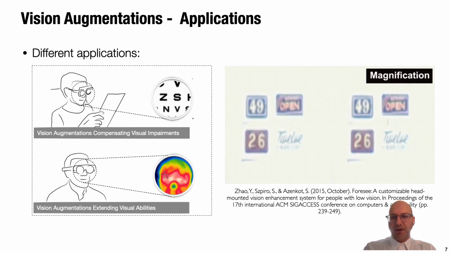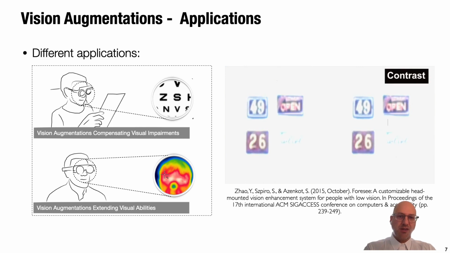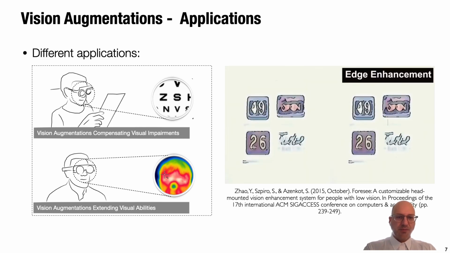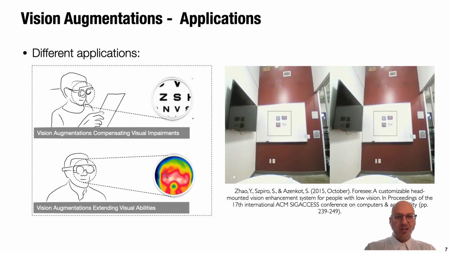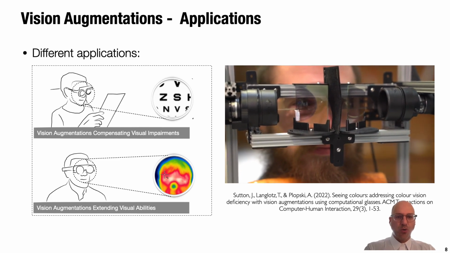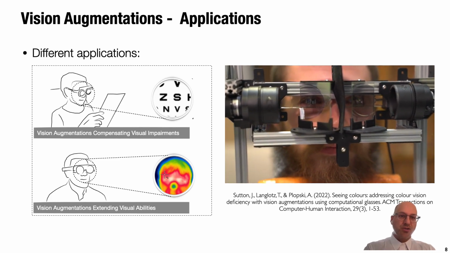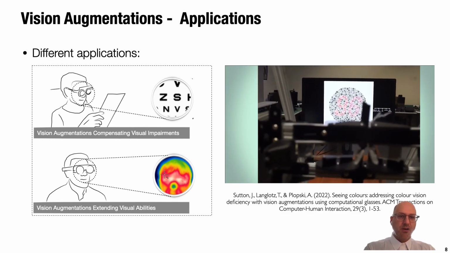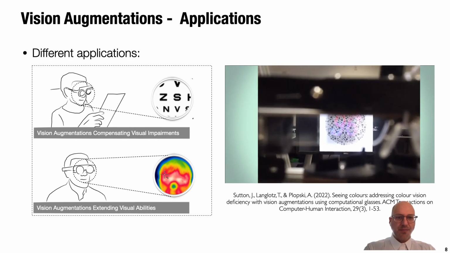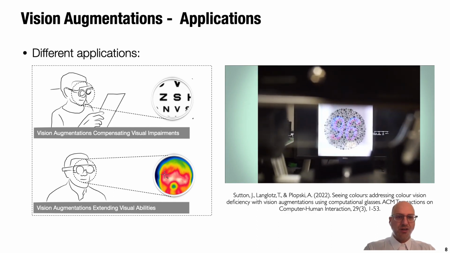One is applications that compensate for visual impairments. You see here on the right-hand side one of the examples. This is work that changed, for example, through edge enhancement, magnification, or even reversing the intensities, our perception of the real world to, for example, address low vision. Or here's another example of our own group where we changed color perception to address color vision deficiency or color blindness. So the idea is when you wear these glasses, then we change the colors and reveal colors that are otherwise hard to distinguish.